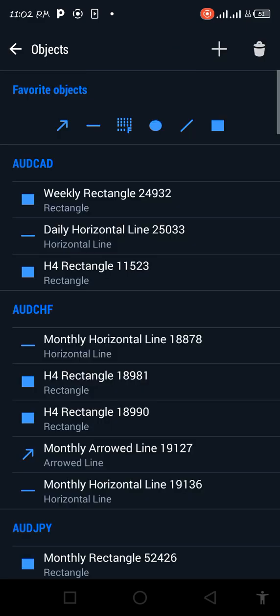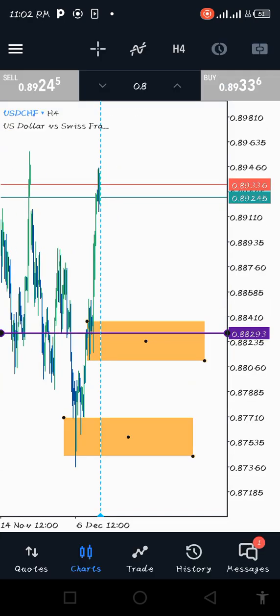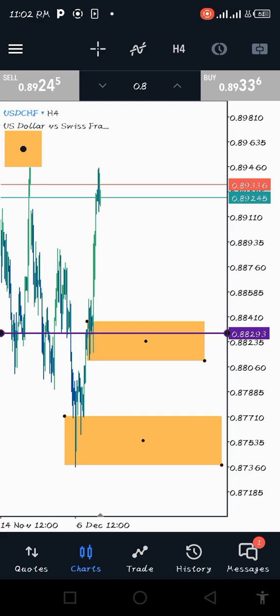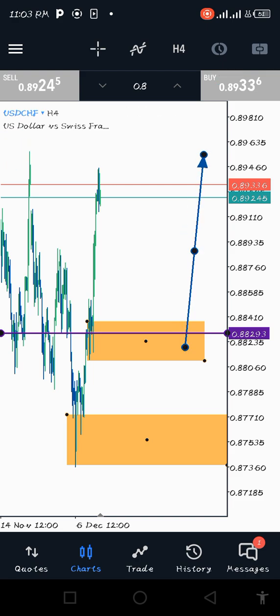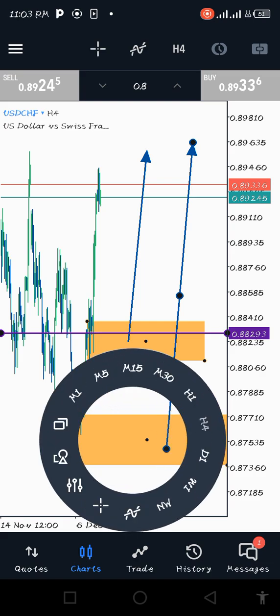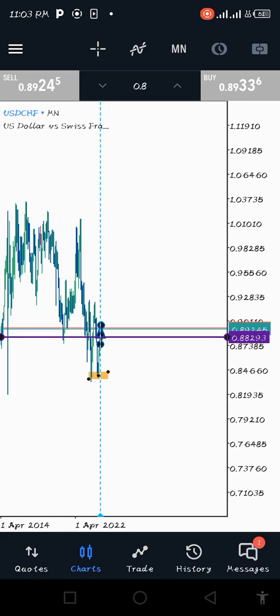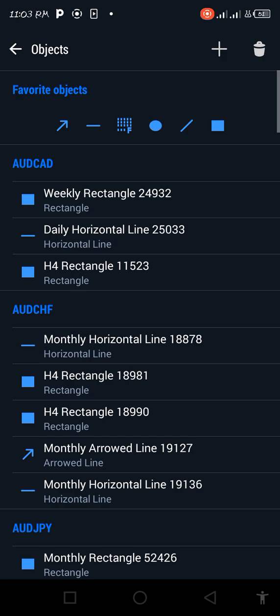This is another zone where we can expect USD CHF to push from and give us a buying opportunity on this pair. So I can draw an arrow tool just like that. Okay, up to where can we hold these trades? Up to this zone, up to this zone.